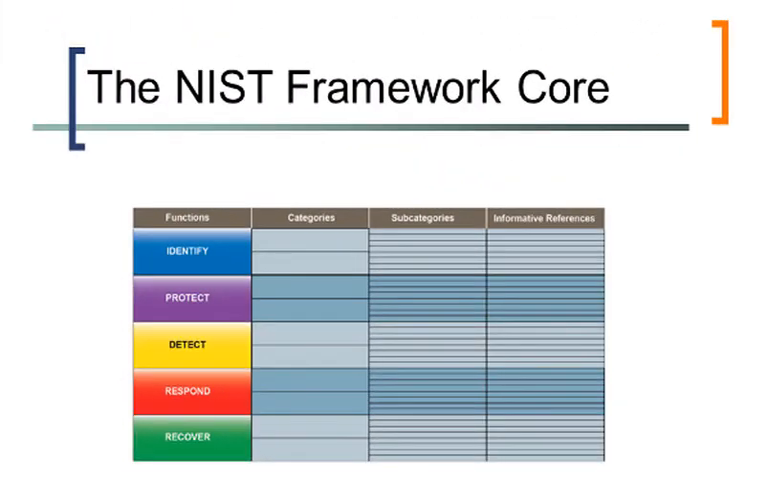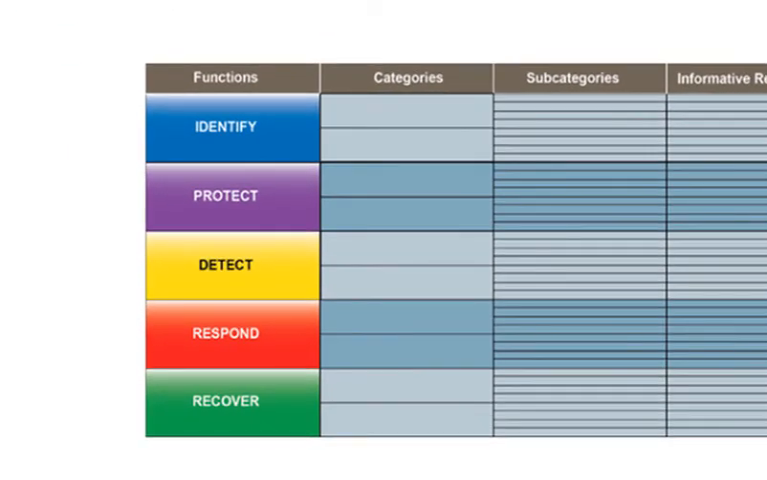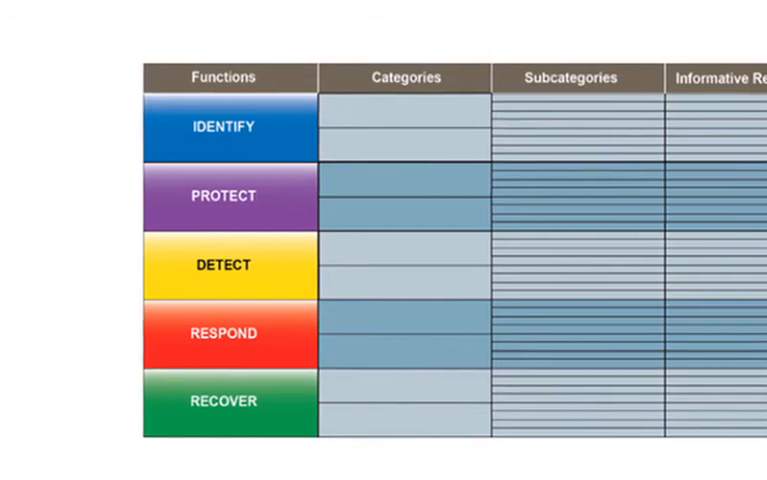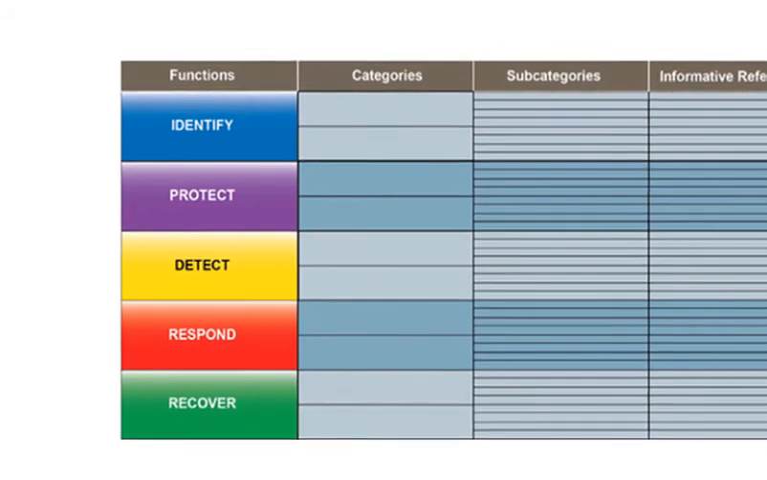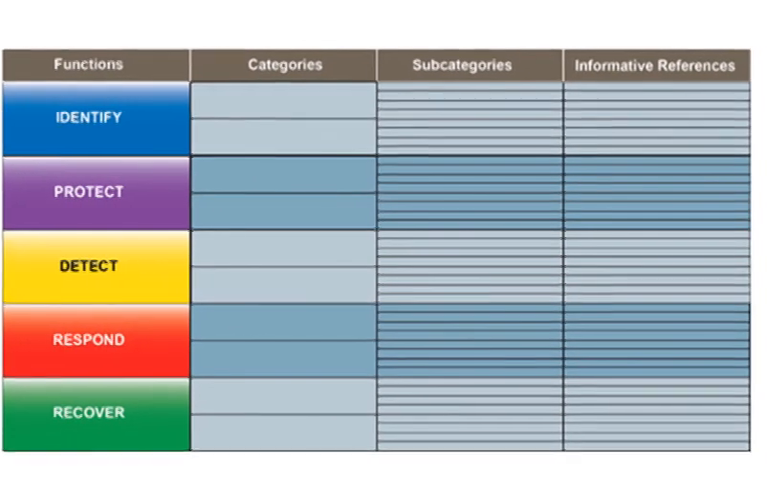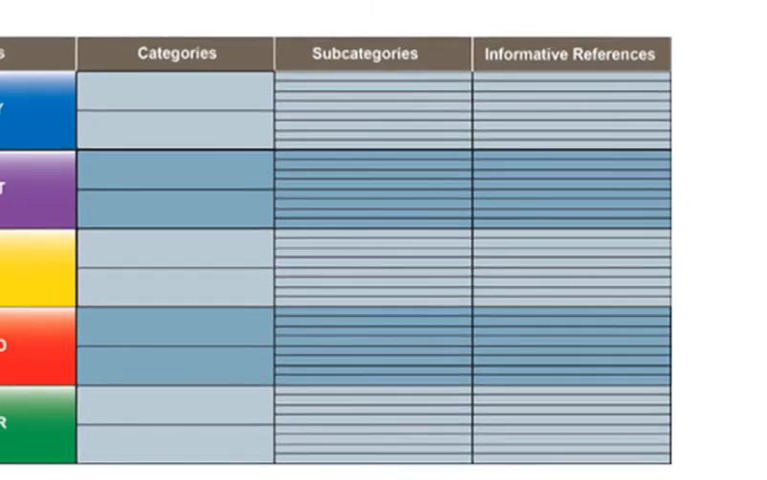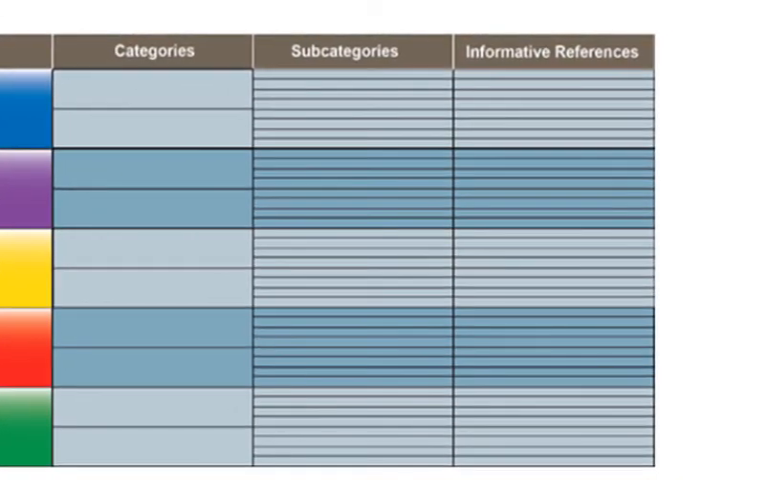The NIST Framework Core is right here on the screen, and I think you can see it's relatively simple and, as I said, kind of common sense. If you look at the left side, the core lays out some functions that an organization ought to be involved in regularly with respect to cybersecurity. The second column would be categories of risk that, as you work through the framework and the tool that I'll show you in a moment, you'd identify. Those categories get broken down in the next column into smaller subcategories.